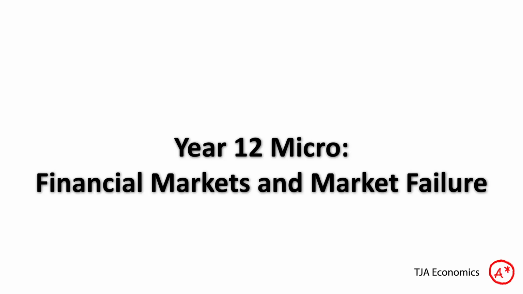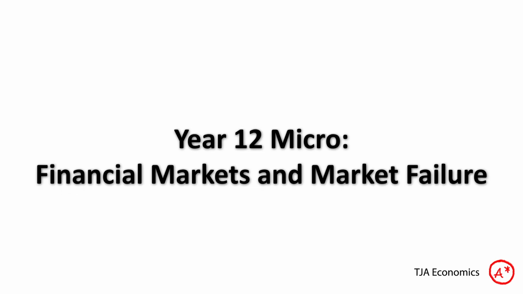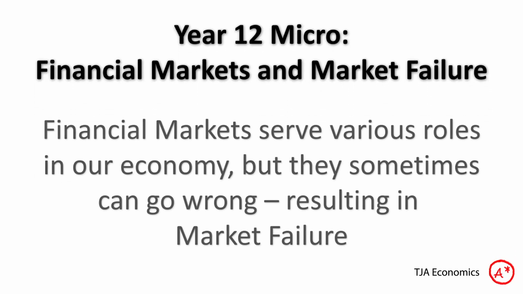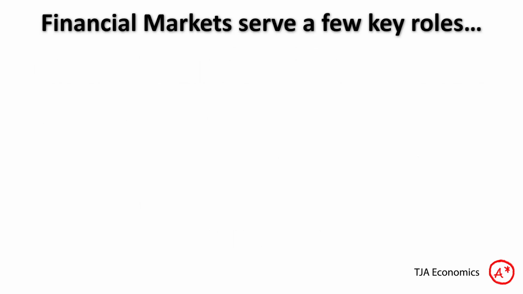Hello and welcome back to TJ Economics, where today we're going to be looking at a Year 12 microeconomics topic. We're going to be looking at financial markets and how you can have market failure in financial markets. So, a financial market can serve various roles in our economy. Sometimes they can go wrong though, resulting in market failure. Today we're going to look at the roles they play and then how they can go wrong.